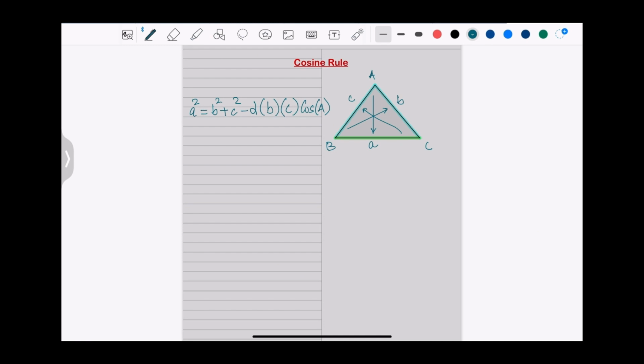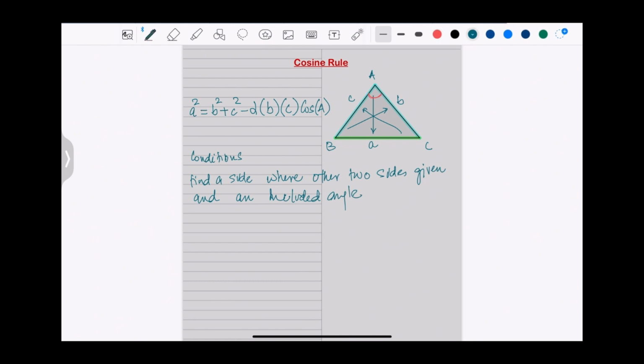Now, what are the conditions for applying the cosine rule? The conditions will be: you have to find a side where you have the rest of the two sides given, and an included angle. When I say included angle, I mean the angle that is in between the two sides that are given.